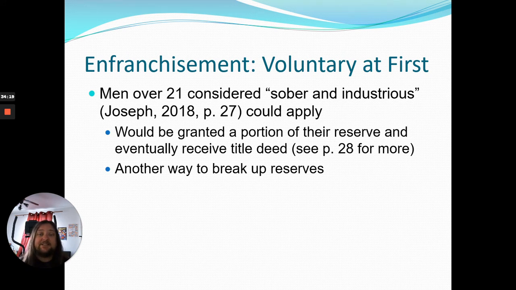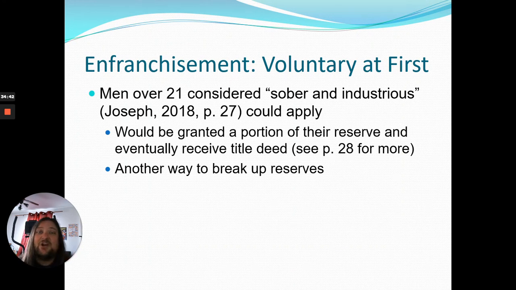They'd be assessed, and if they were judged to be fit for enfranchisement, they would be given a portion of their reserve. So in addition to getting Canadian citizenship, they would take a chunk of the reserve to give to these individuals. And after a couple of years, these individuals would receive title deed. So that's breaking up the reserves. And you can see more details on page 28 for that.